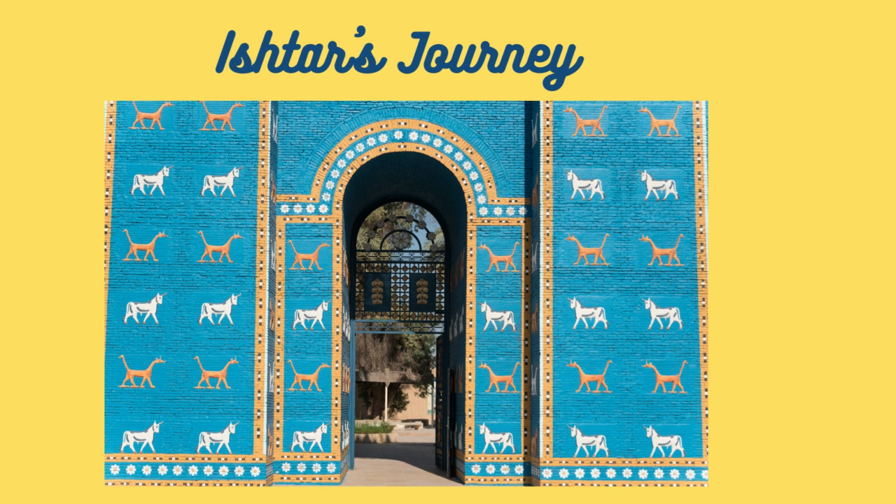She passed through 7 gates on the descent. At each gate, the gatekeeper required her to give up an article of clothing. This later turned into the idea of 7 veils. At last, Ishtar arrived naked and defenseless in front of Ereshkigal. Her angry sister ordered her to be hung from a hook on the wall like any other dead person.